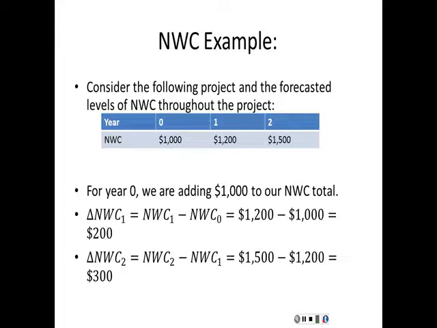We could do the same thing for year 2. At the end of year 2, I'm at $1,500. We started the year at $1,200. So the change for the year is $300. Right? It's not what the total is, it's how much I added to net working capital during the year. Well, if I started at $1,200 and I end at $1,500, I added $300 of value. That's net cash flow out.